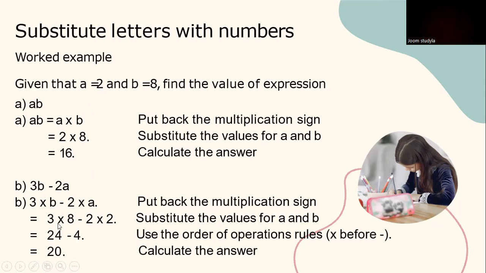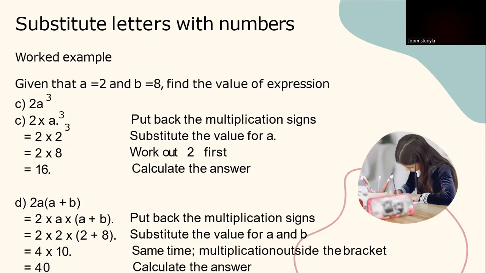So 3 multiplied by 8 minus 2 multiplied by 2. And use the order of operations rules, must multiply before minus. So 3 multiplied by 8 is equivalent to 24, and 2 multiplied by 2 is equal to 4. 24 minus 4, so the answer is 20.